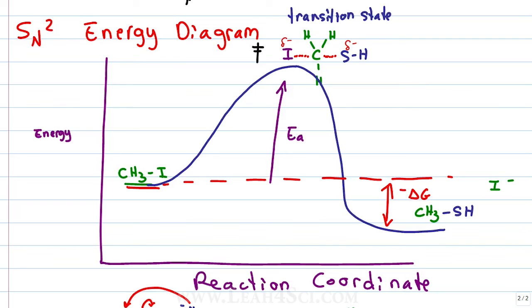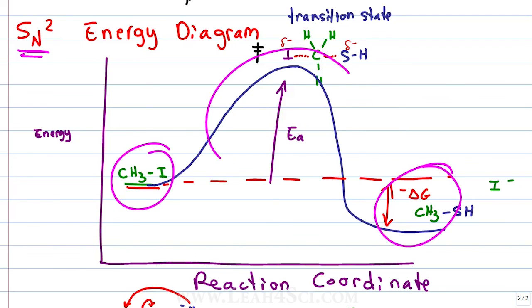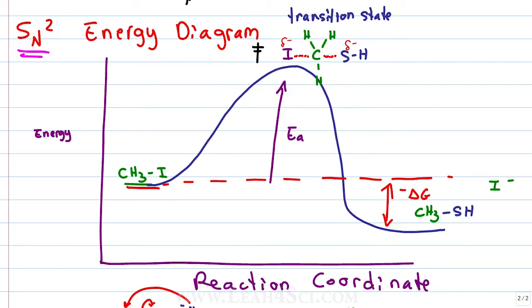The key thing to recognize in an Sn2 energy diagram is the fact that we have one reactant, one product, and only one transition state. What we don't have are any intermediates. As a reminder, an Sn2 reaction is a bimolecular reaction, two molecules reacting at the same time. That means there's no intermediate, and as soon as they're done reacting, we get our final product.